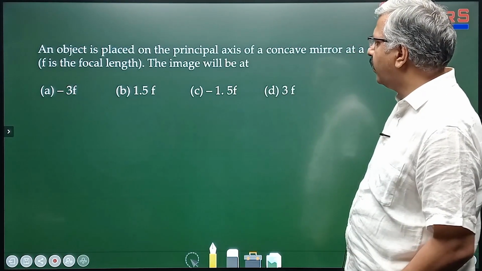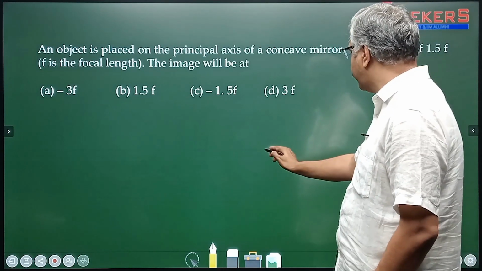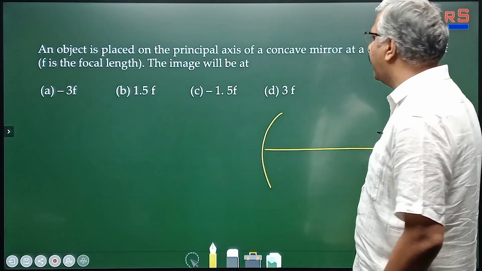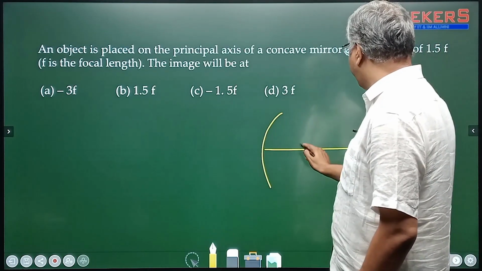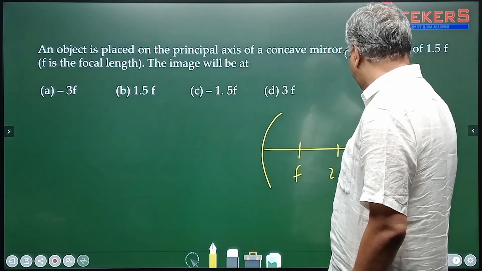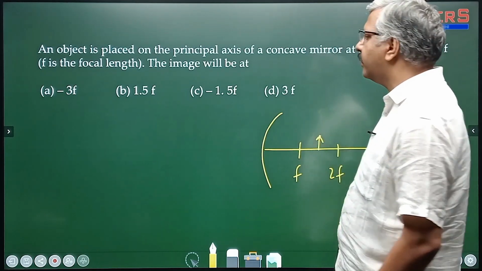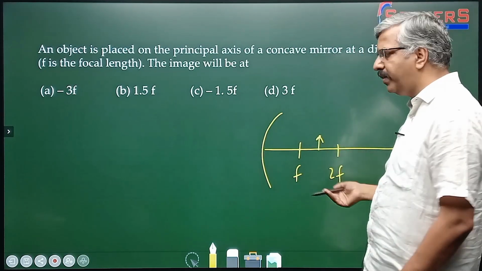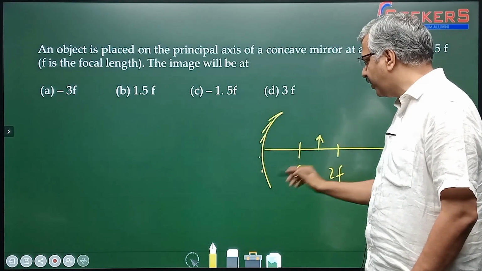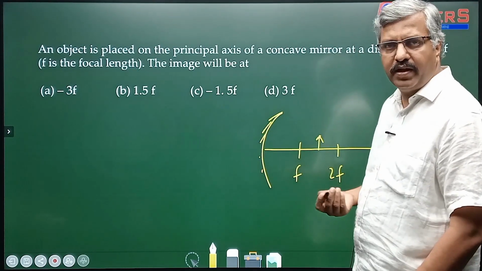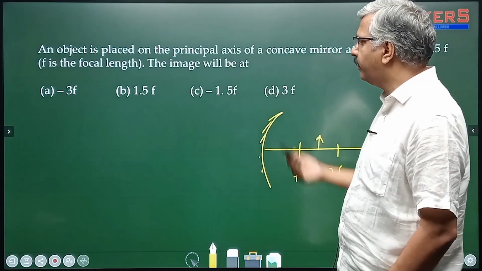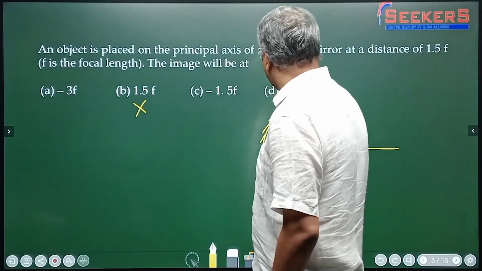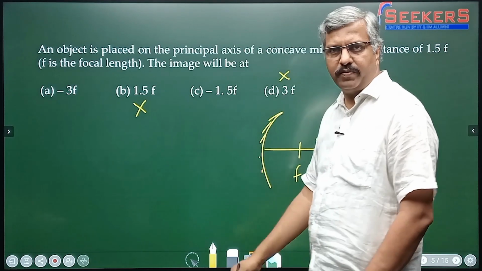So let us look at this. An object is placed on the principal axis. So this is the principal axis of a concave mirror. So here is a concave mirror, at a distance of 1.5 f. So this is f, this is 2f. So an object is placed at a distance of 1.5 f. The image will be formed... So always a concave mirror beyond f will give you a real image. So it should be a real image. Real image will have negative image distance. So 1.5 f is not possible, 3f is also not possible.